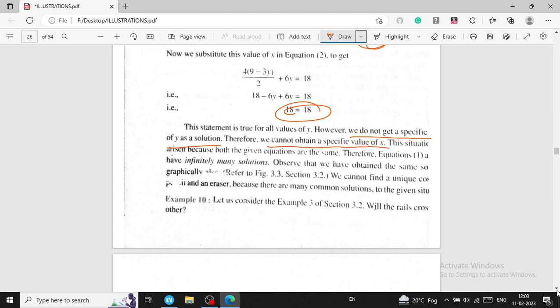This situation arises because both the given equations are the same, and therefore equation 1 has infinitely many solutions. So observe that we have obtained the same equation. Graphical representation is not possible here. We cannot find a unique cost of a pencil and eraser because there are many common solutions in this situation.